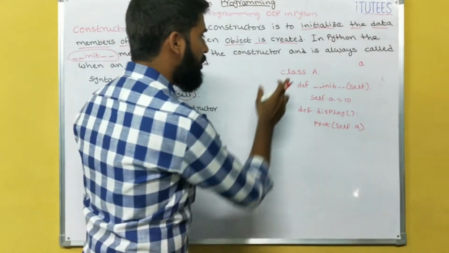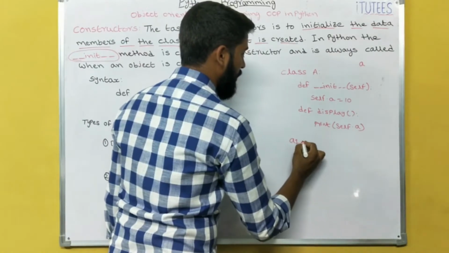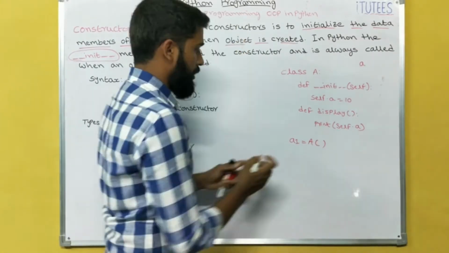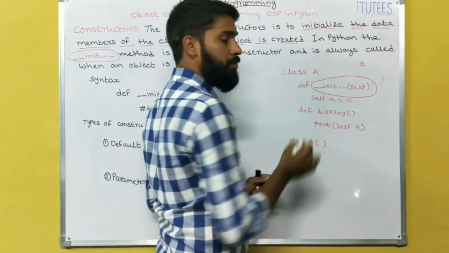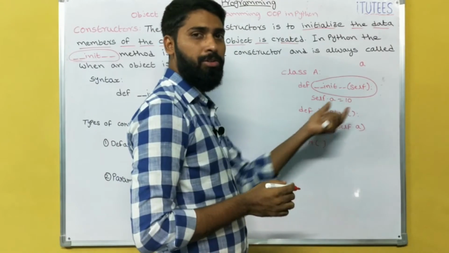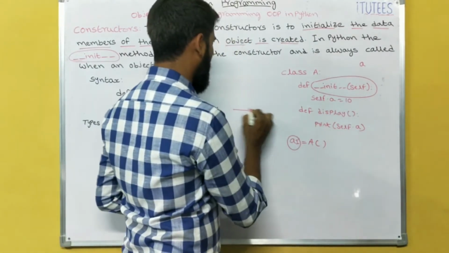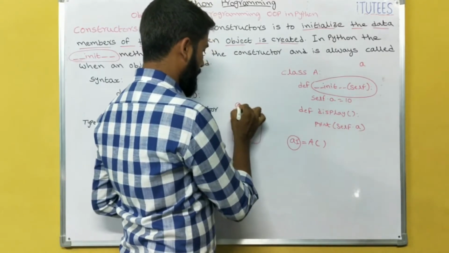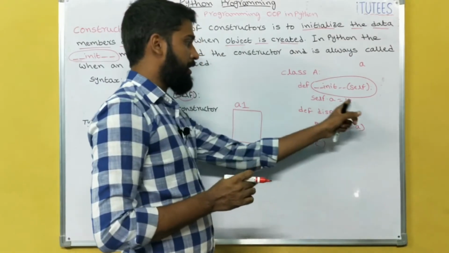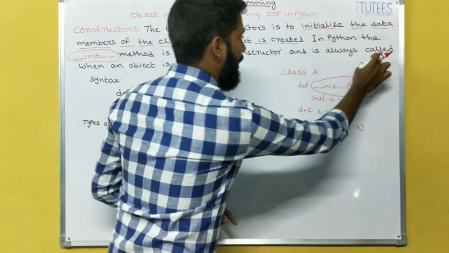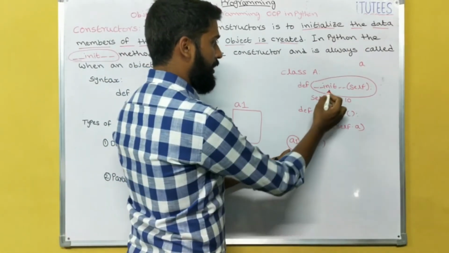Now I create an object of the class A. How can I create it? a1 equals the class name. So what is a constructor? A constructor is similar to a function which executes automatically when the object is created. Now the a1 object is created, and the constructor is called. It is always called when an object is created.